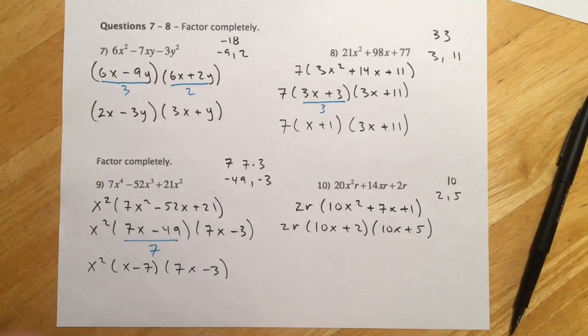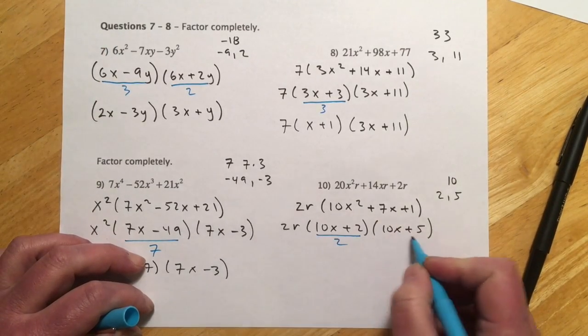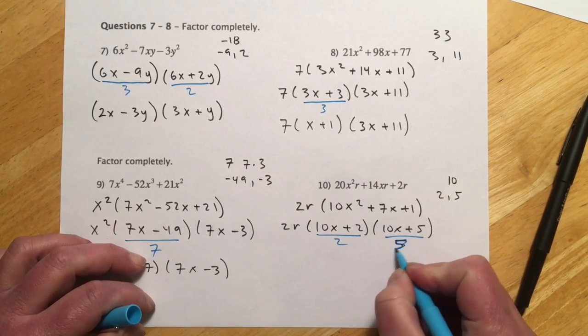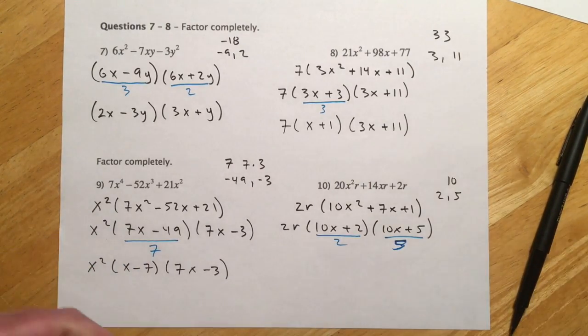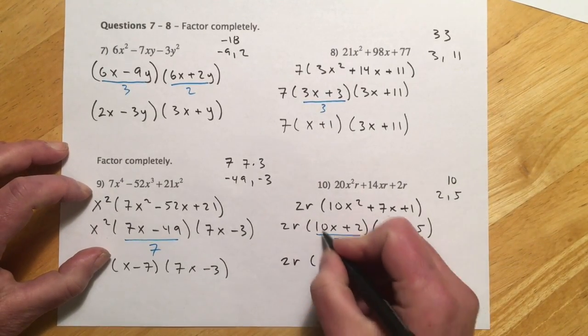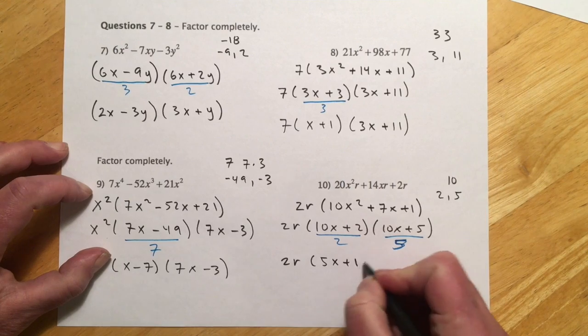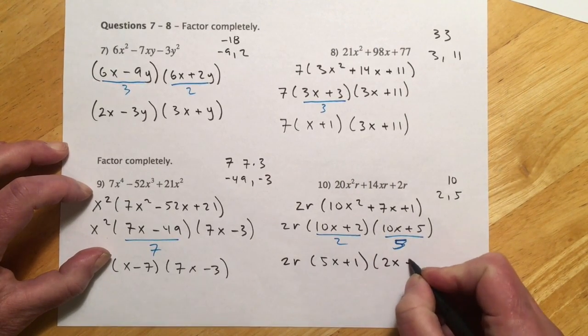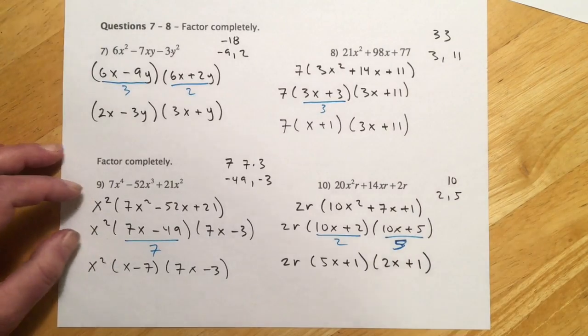So I can divide 2 out right here. I can do 5 right there. Pretend like that looks like a 5. And we'll have 2r, 5x plus 1, and then 5 goes into 10, 2x plus 1.